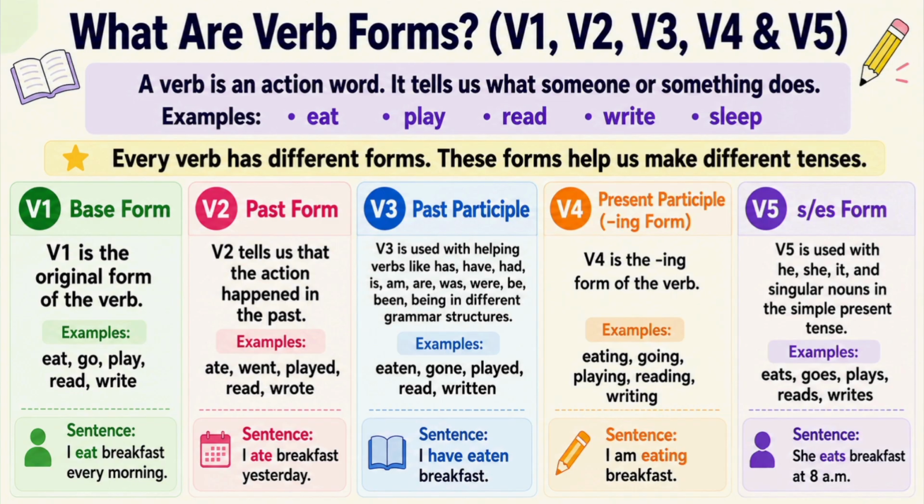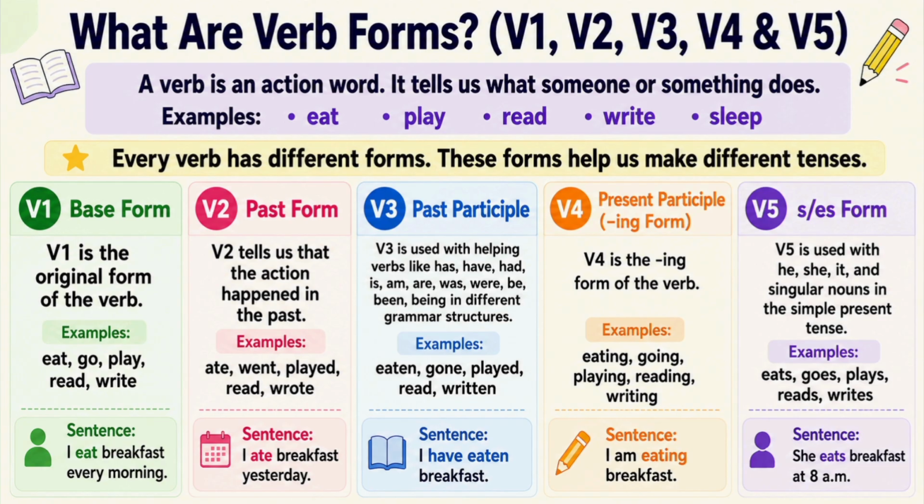Now let us move on to verbs. A verb is an action word that tells us what someone or something does, like eat, play, read, write, and sleep. Every verb has different forms to help us make different tenses, which are classified from V1 to V5.